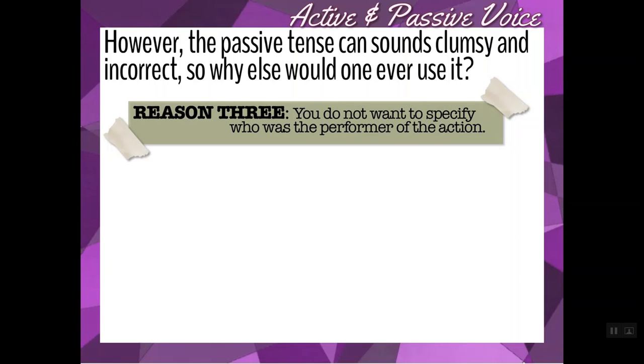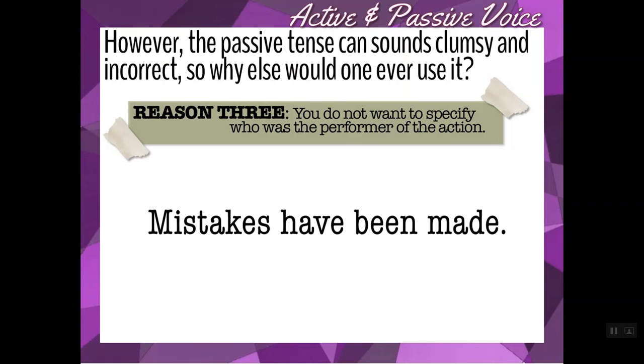Reason three, you do not want to specify who is the performer of the action. Mistakes have been made. So for corporates or public relations, you don't want to basically say who is the person who made the mistake. If it's a group of people and you want to spread blame across a bunch of people, mistakes have been made. You're not even really identifying what the mistake was either. So it's kind of a way of getting around that.